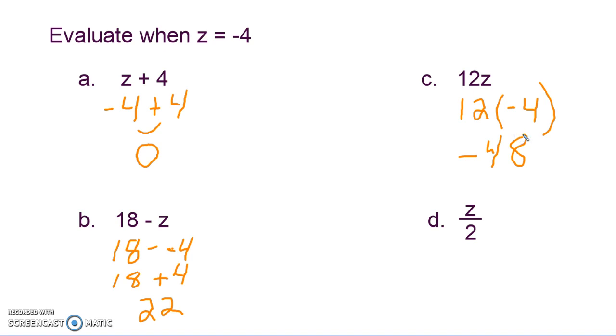And in this last example, we have z over 2, which means z divided by 2, because remember, when you have a number over another number, as in a fraction, it literally means to divide. So I'm going to rewrite this as negative 4, because that's what z is, divided by 2. In this case, we have a negative divided by a positive, so I know the answer is going to be negative. And I have 4 divided by 2, which is 2. So the answer here is negative 2.